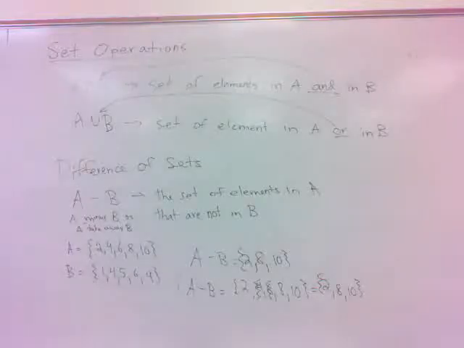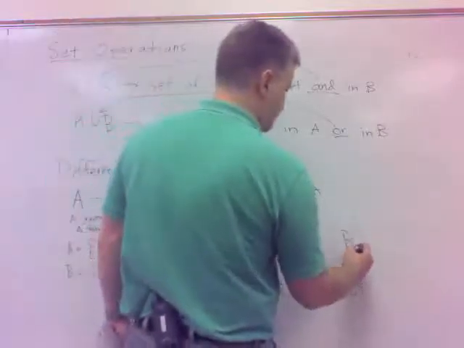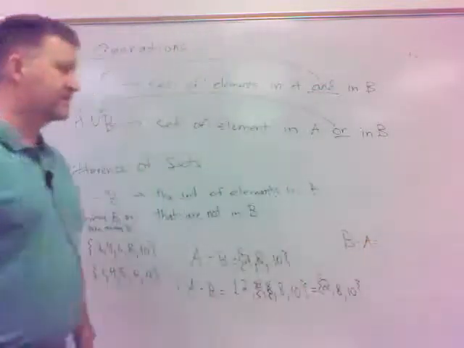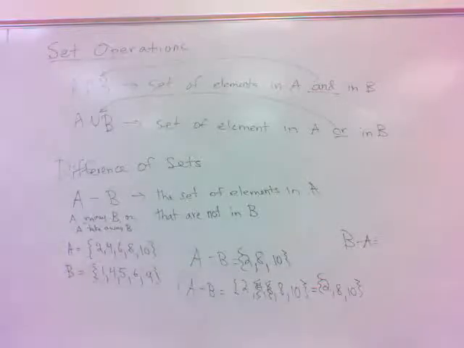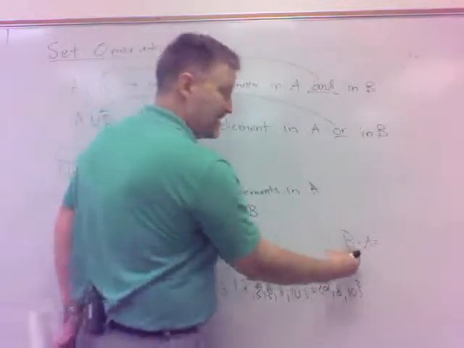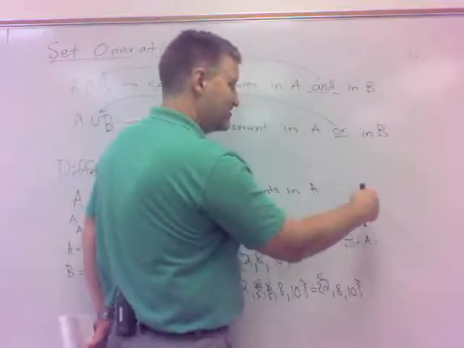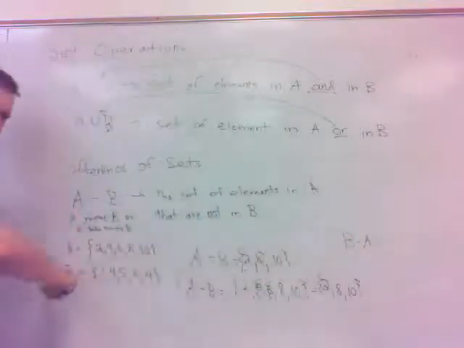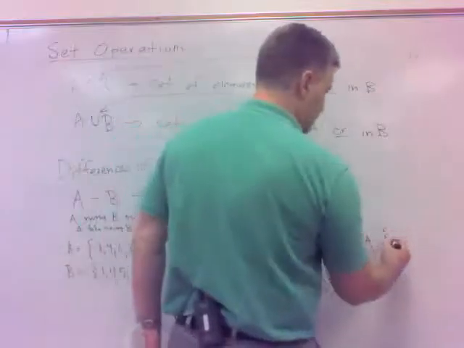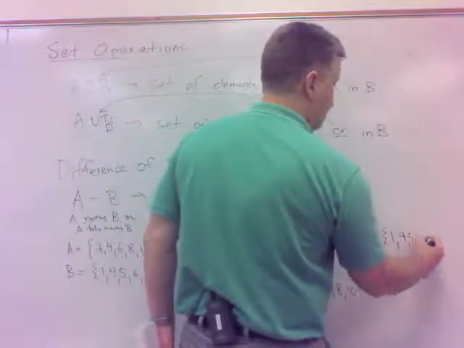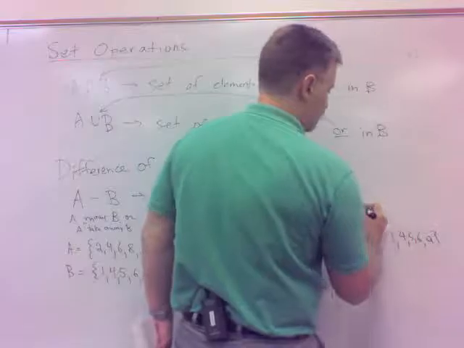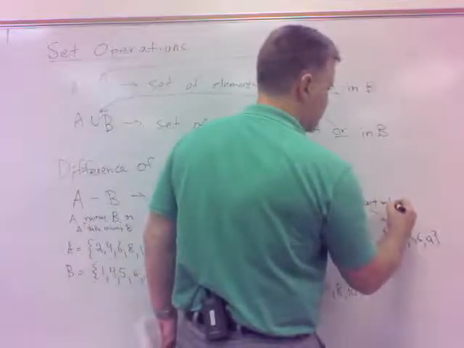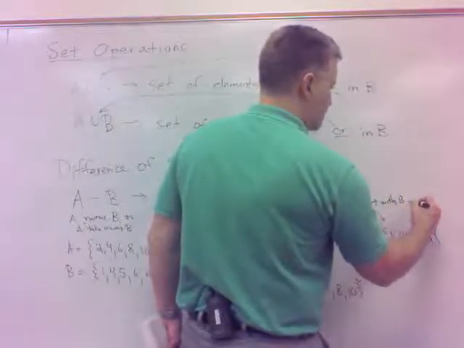Now, important point here. If I reverse that, do B minus A, same set? It's not going to be the same set. You see that? Because this is B take away A. So I start with, in this case, B: 1, 4, 5, 6, and 9. So in this case, I start with B and take away from it.